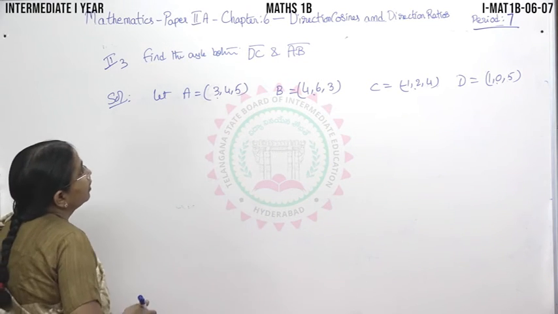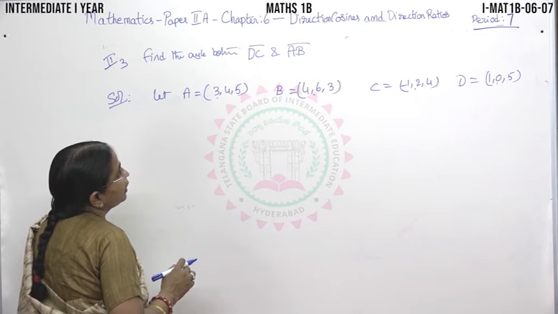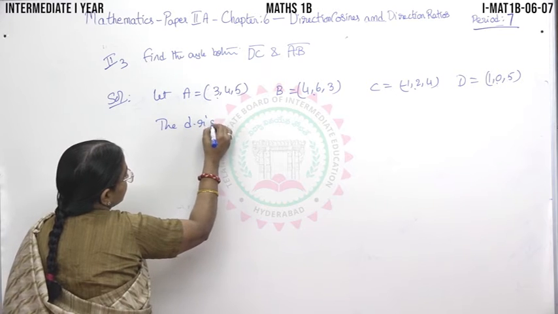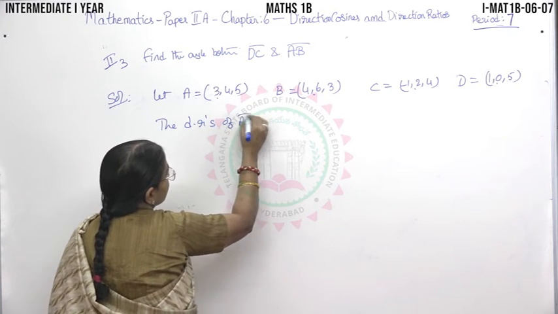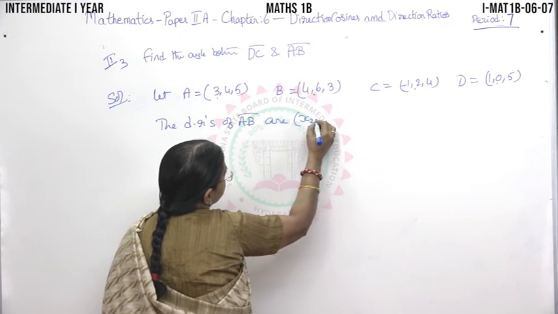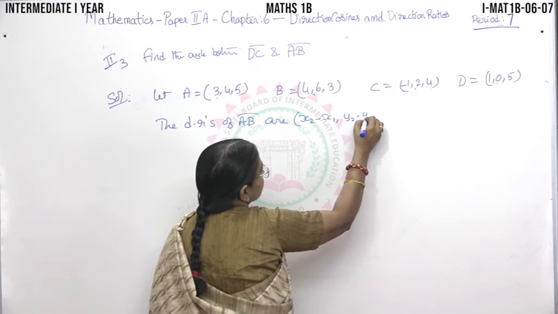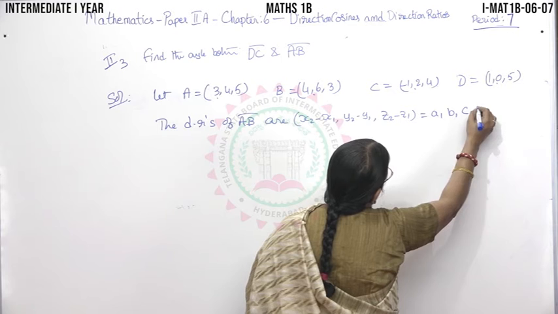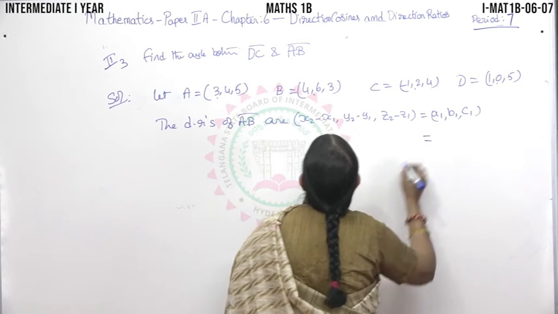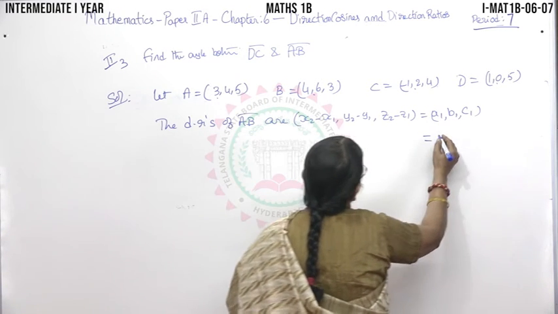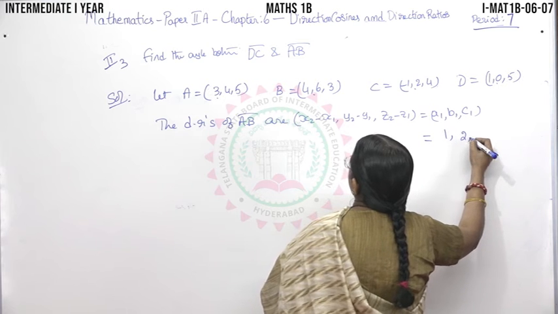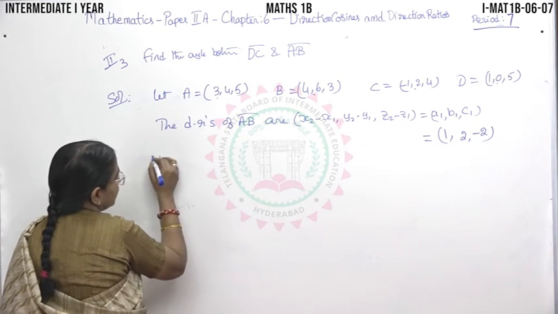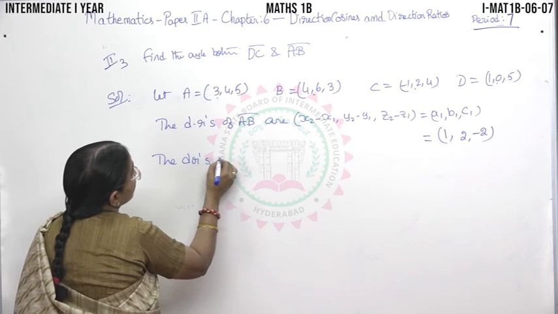So we'll find the angle between AB and DC. First we'll find AB. The direction ratios of AB are x2 minus x1, y2 minus y1, z2 minus z1. That is A1, B1, C1. When you simplify, it is 4 minus 3, that is 1, 2, and then minus 2. So we'll get like this. Now we'll write the direction ratios of DC.